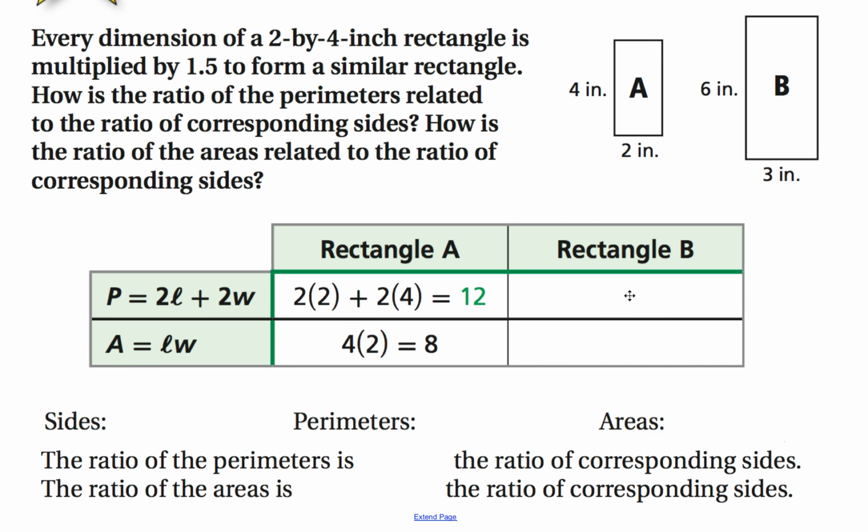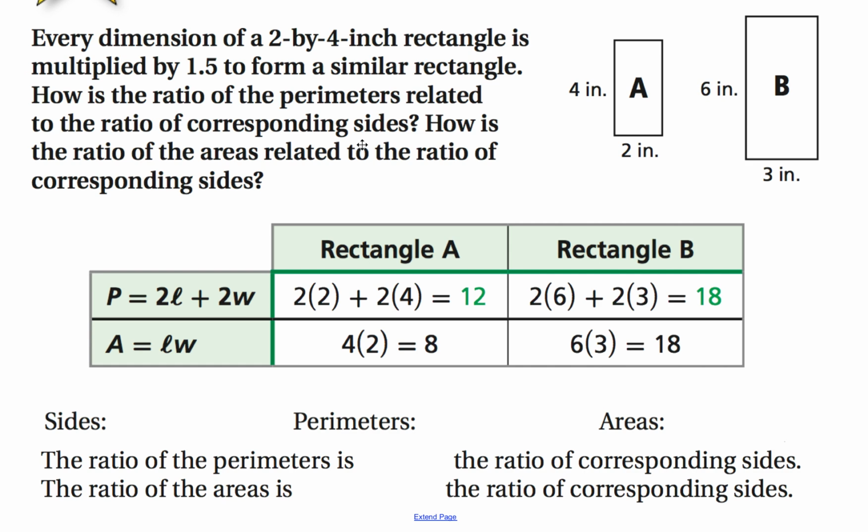Now we need to calculate the same thing for rectangle B. Twice the length, 2 times 3, plus twice the width, 2 times 6. 2 times 3 is 6, and 2 times 6 is 12. If you add those together, you get 18. And the area of rectangle B is just 6 times 3, which is 18.